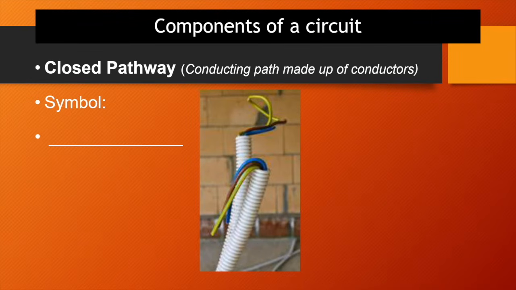If we look at what a closed pathway is, it is the conducting path that is made up of conductors. The conductor, as an example, copper wire, could be surrounded typically by an insulator, which could either be rubber, PVC, or plastic, and the reason for that is to protect us against an electric shock or to prevent a short circuit from occurring in the circuit. The symbol, if we were to ask you to draw a conducting wire, is a simple line, and as you can see in the image, those are our typical conducting wires.